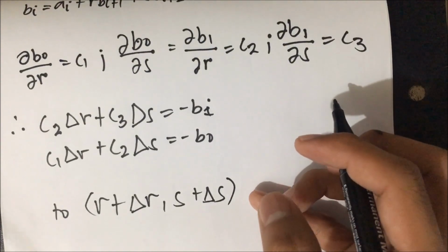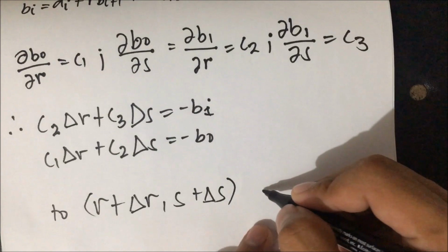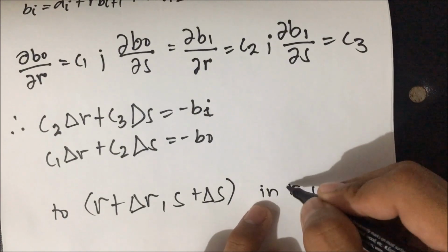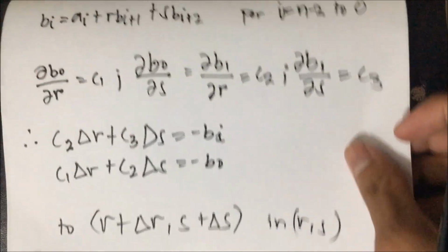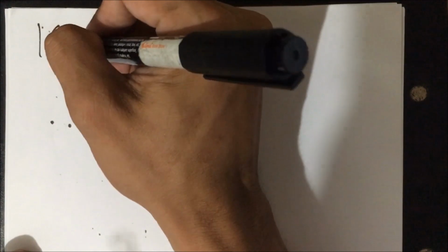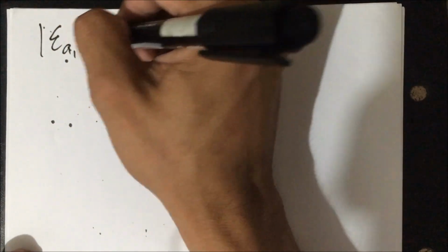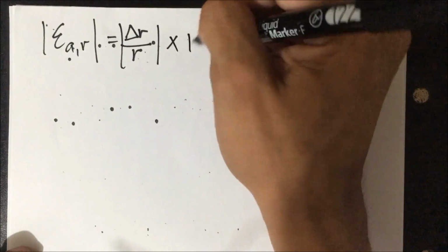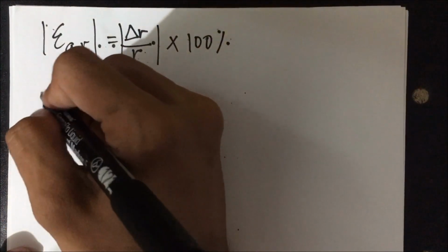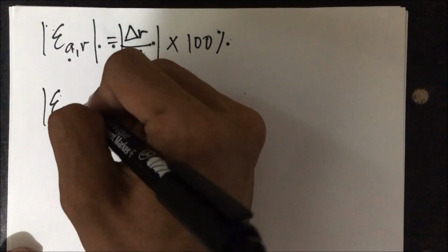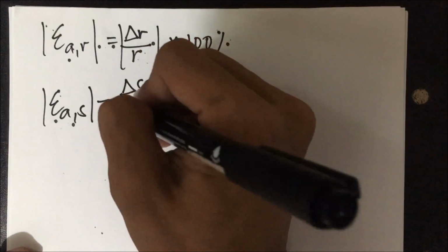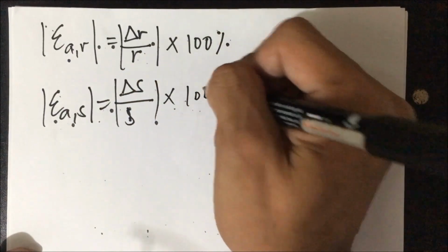Now we can calculate the percentage of approximate errors in r and s natin by E sub A r is equals to delta r all over r times 100%, and s naman is delta s all over s times 100.